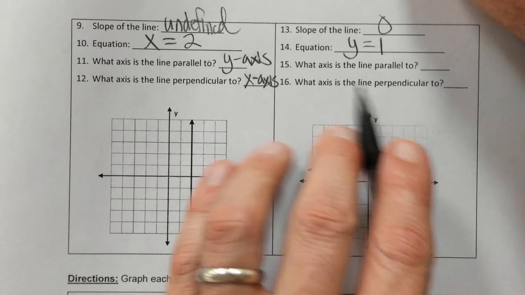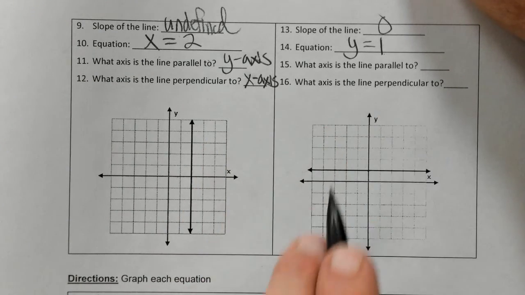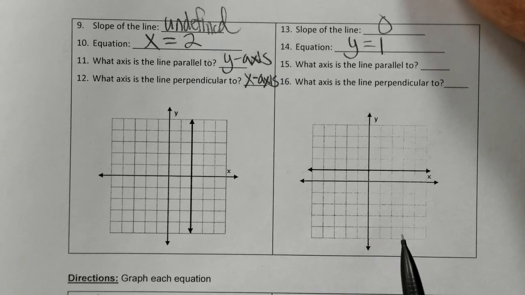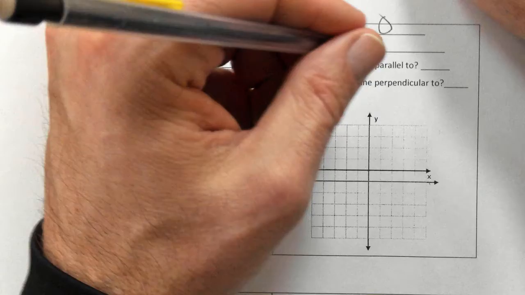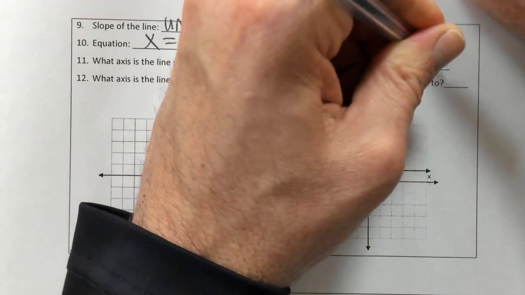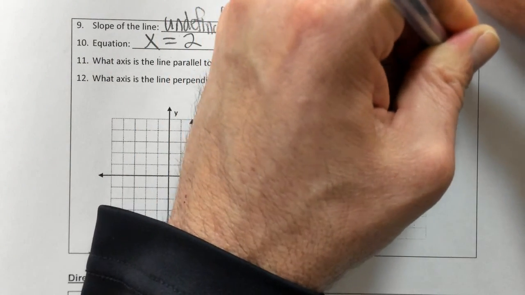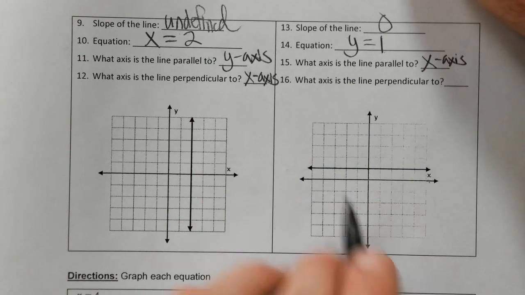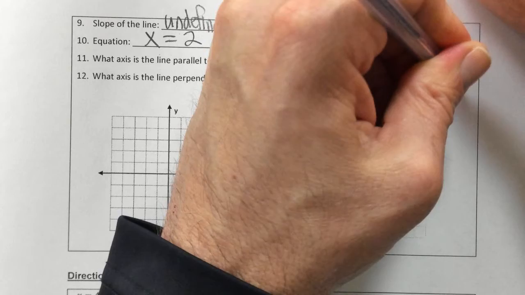What axis is the line parallel to? Well, it's parallel to the x-axis. And let's see. Yep, so my x-axis is here. Parallel to the x-axis. And which axis is it perpendicular to? It's going to be perpendicular to the y-axis. All right.